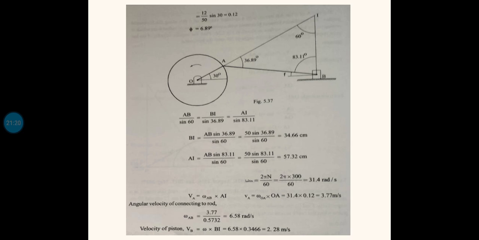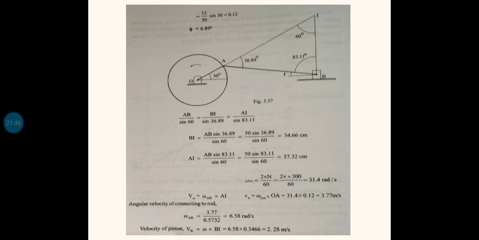Now the second one is to find the velocity VB. We know that VB equals omega AB into IB. That is the equation, V equals R omega, where omega is the omega of link AB. AB is rotating about the instantaneous center. So VB equals omega into IB, that is 6.58 into the IB value, 0.34 meter. So you get 2.28 meter per second.